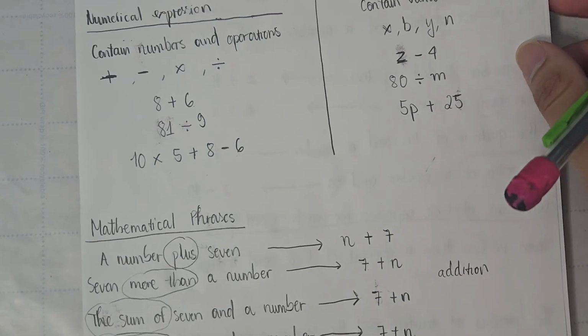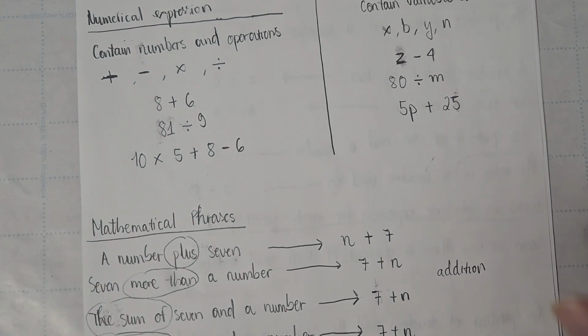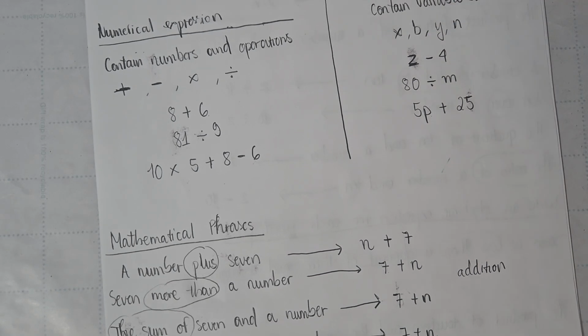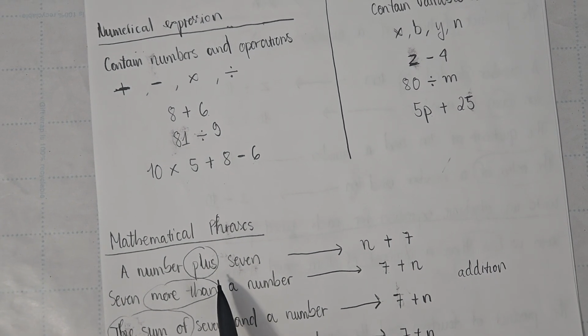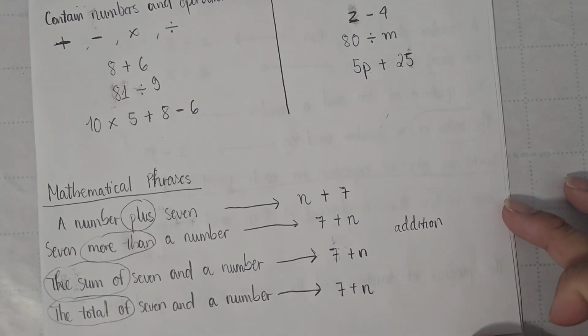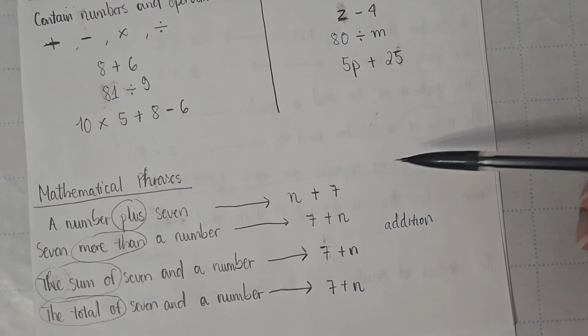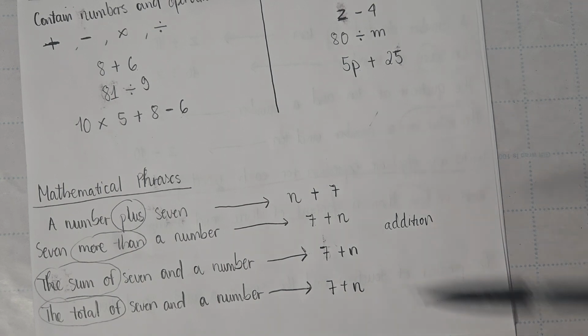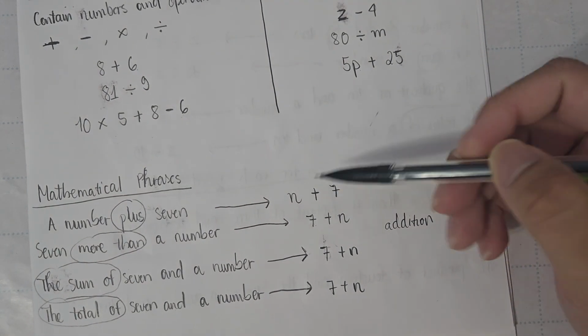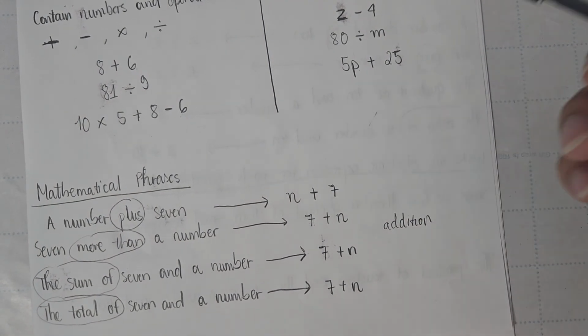Here we've got the mathematical phrases. We have to use translation, right? So, a number plus 7. When we say a number, just look at it as a variable. We can label it as any letter, but here we pick n. So a number n plus 7.